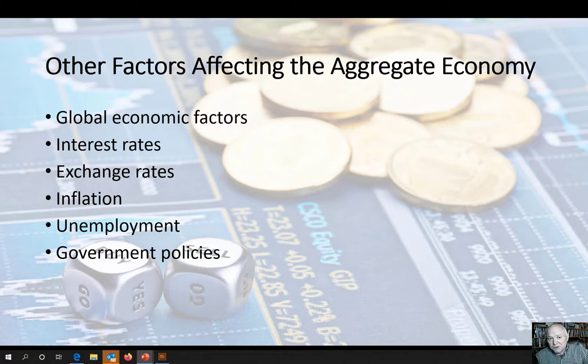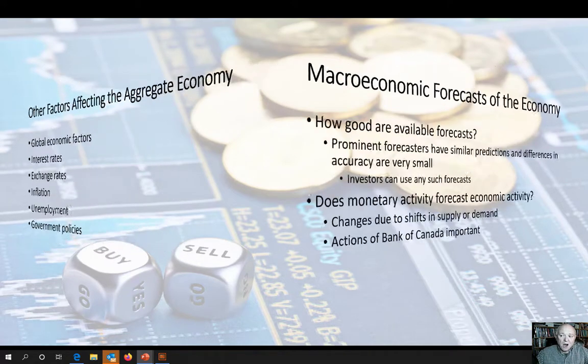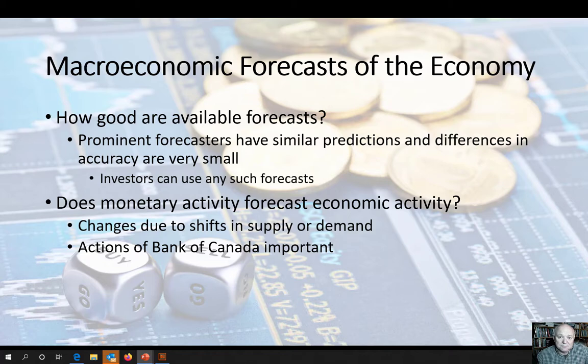On top of that, we have other factors like interest rates and exchange rates, inflation, unemployment, and government policies that help us to make predictions. Our forecasts tend to, on average, be good. In the long term, our forecasts typically come true, and in the short term, our forecasts are much less predictable.